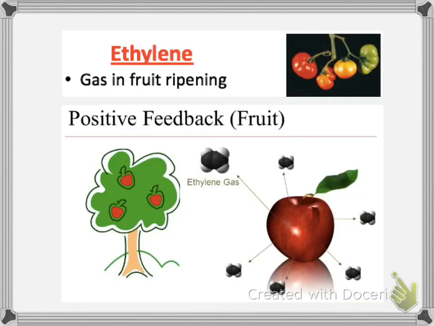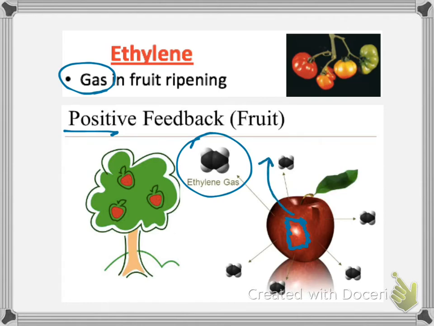Our last hormone that we're going to look at is ethylene, and this is going to be a gaseous hormone involved in positive feedback. When you have this ethylene gas, it is responsible for breaking down the cell walls of the plant. When you start breaking those cell walls down, the fruit is going to get a little softer. It's going to get a little riper. It's going to start smelling really good, and it's going to produce more ethylene gas.